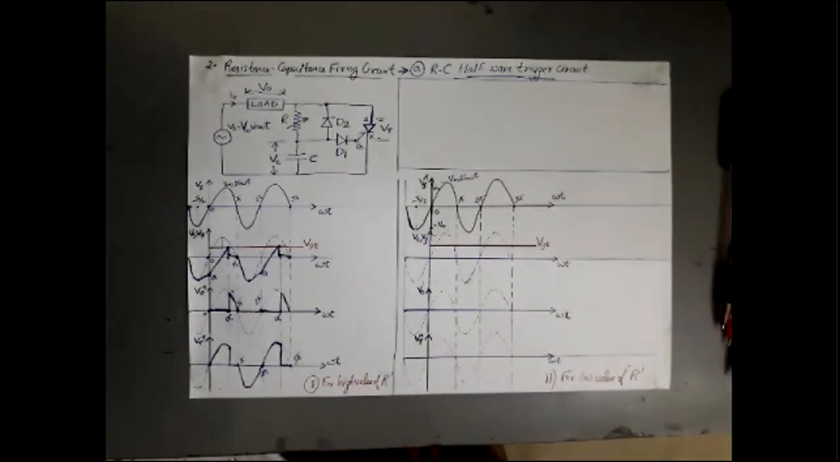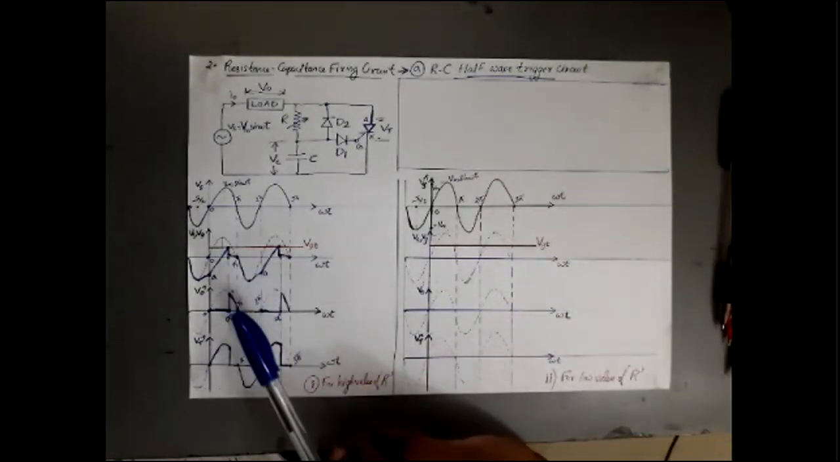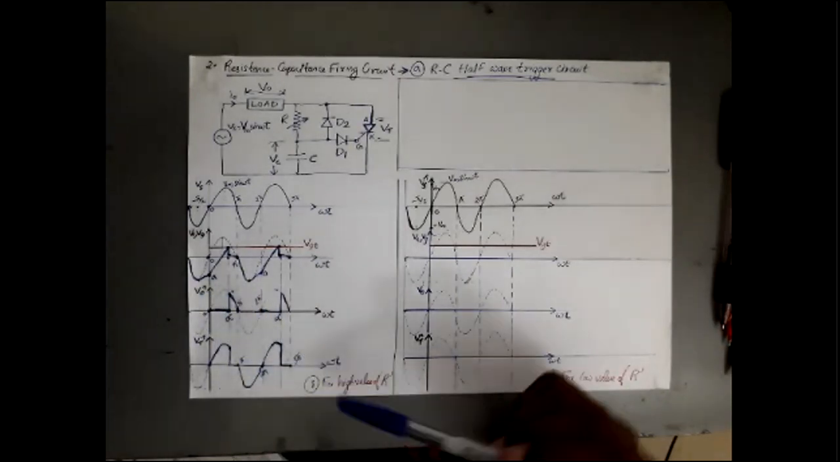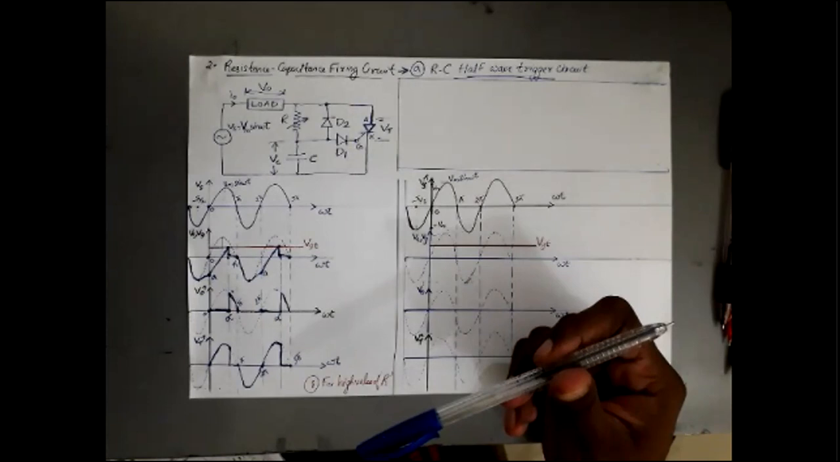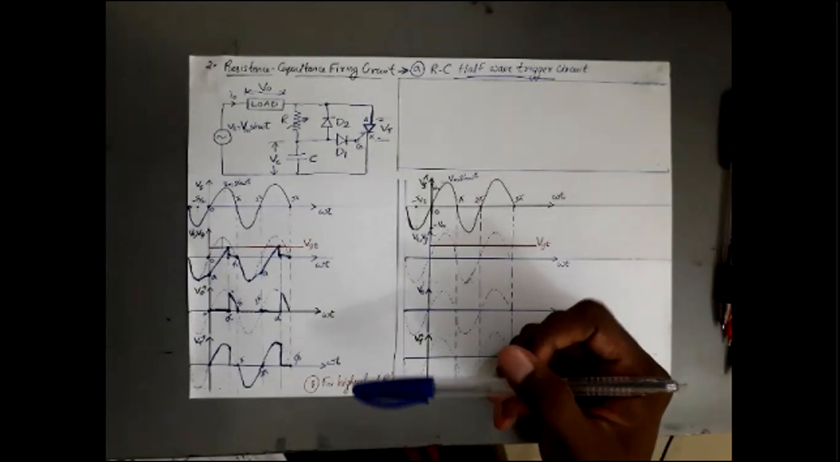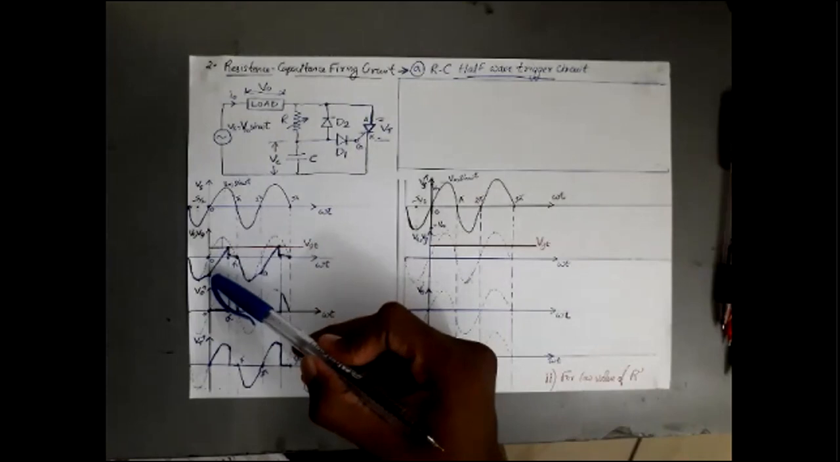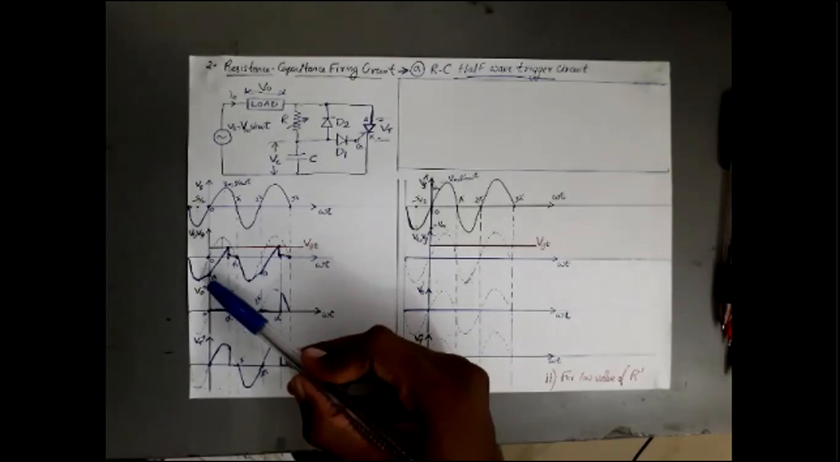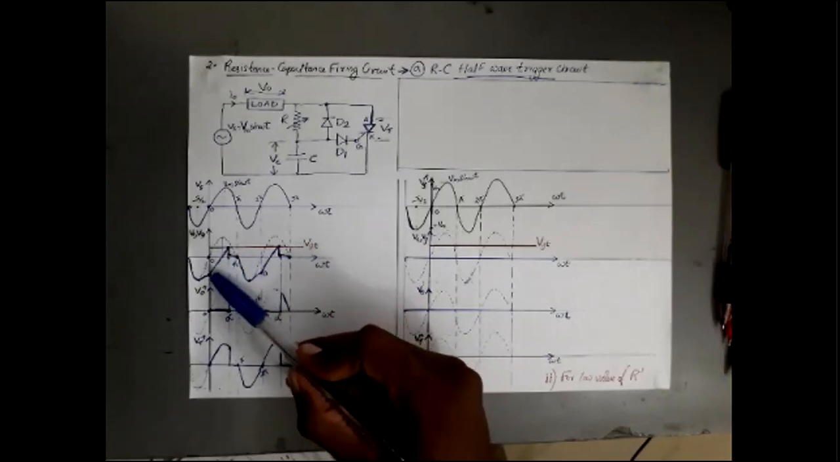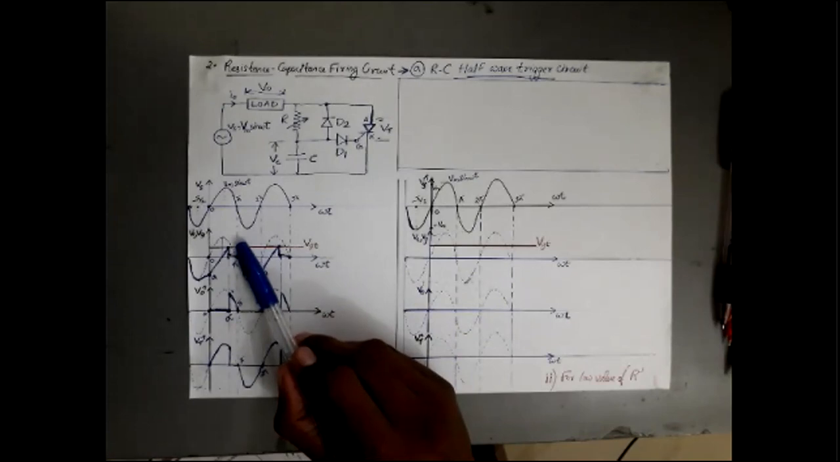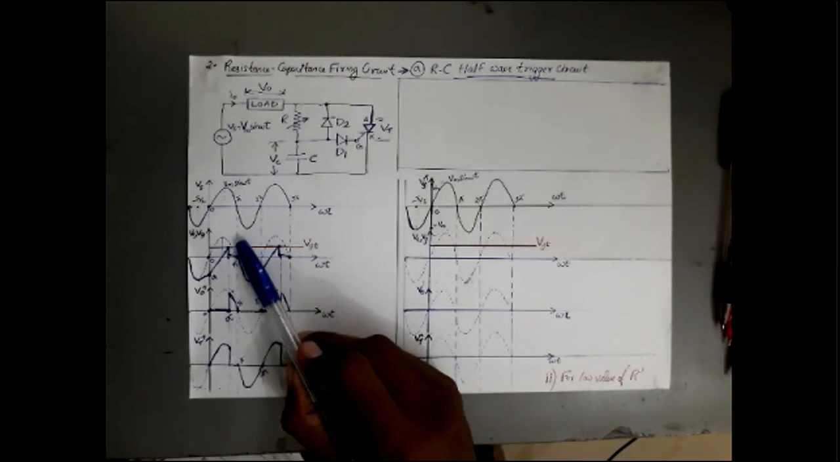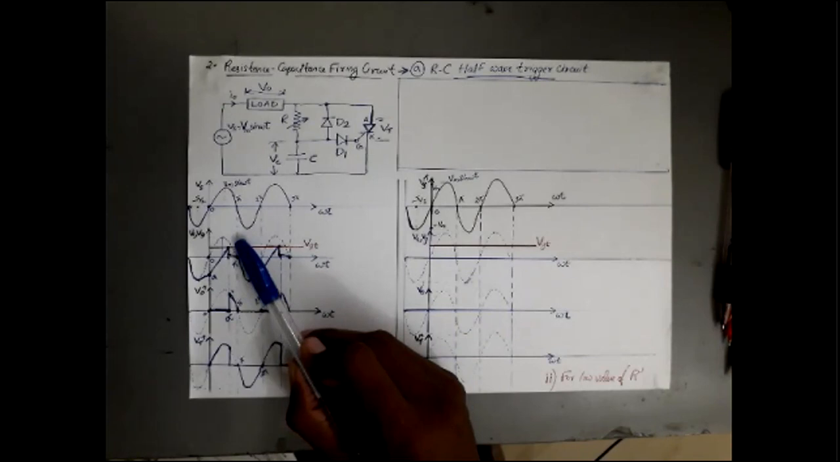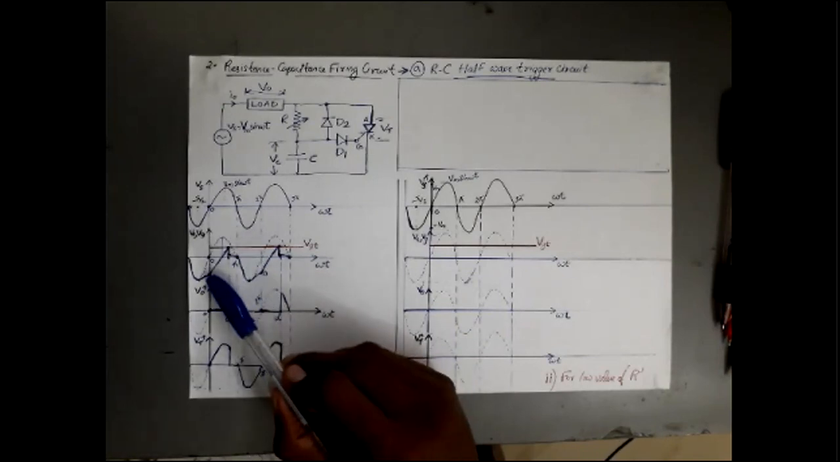From this, what you have understood here: Vc is getting charged very slowly. Only after omega t is equal to pi by 2, my Vc got charged up to Vgt. That is the reason my SCR got triggered only after omega t is equal to 90 degree. So alpha was greater than 90 in this case. Why? My capacitor charging was very slow.